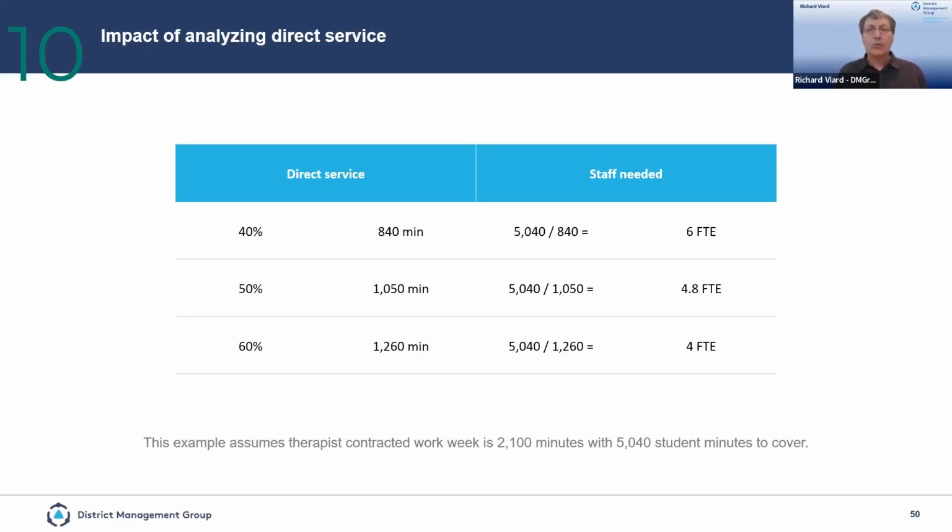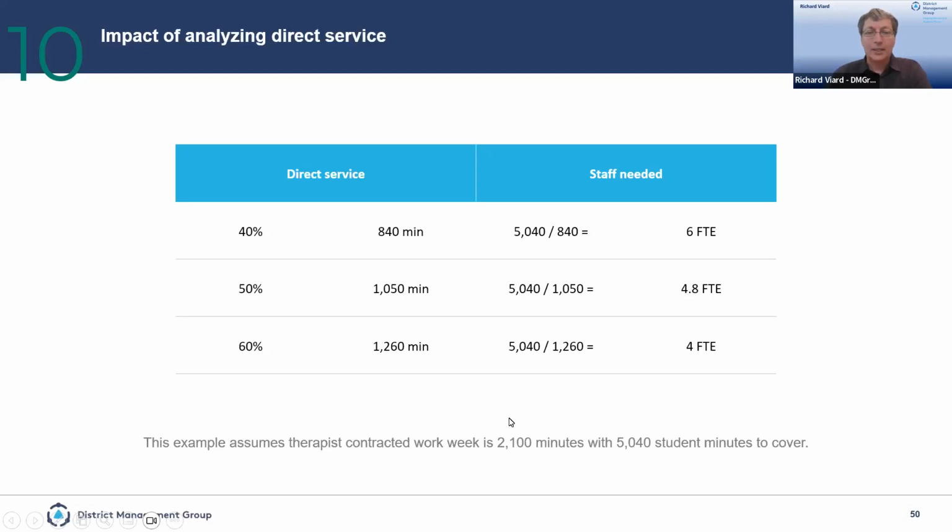So how do you avoid having a lot of special ed staff spending time one-to-one with students when the IEP may not call for one-to-one? And this is something we see a lot in these studies we do. So in this example, it's getting into a little bit of the math, but it's trying to make a point.